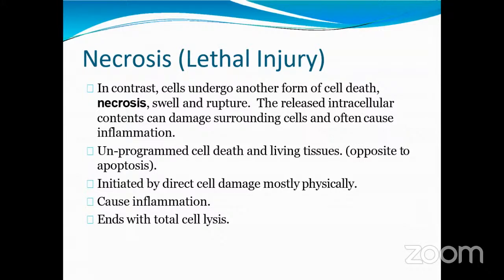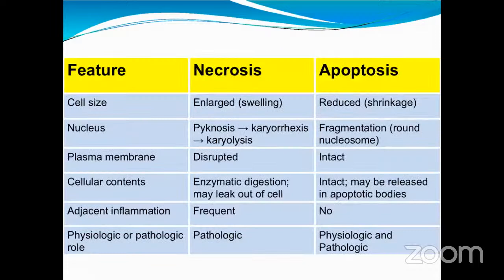So it can happen during some infections. It is initiated by direct cell damage, mostly physical. Okay, if there is any injury, at that particular place there will be necrosis, which causes inflammation and ends with total cell lysis. Not only that cell, but all surrounding cells also will get affected. So these are the features of necrosis and apoptosis.